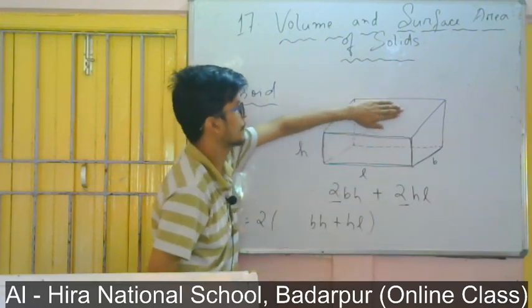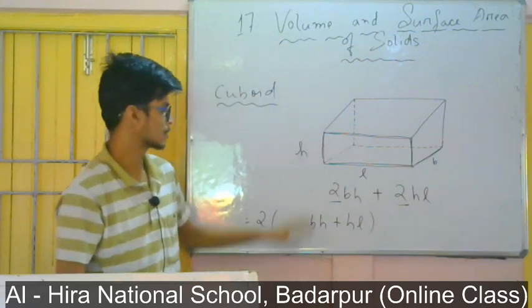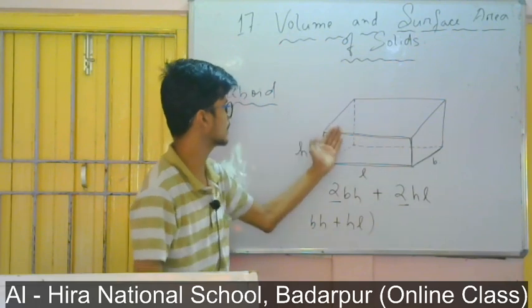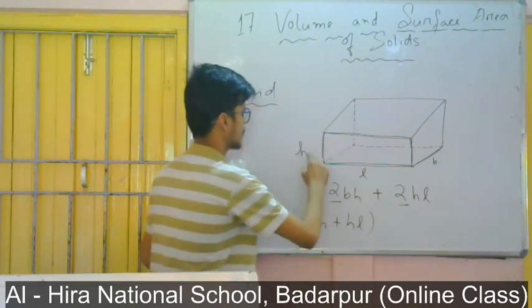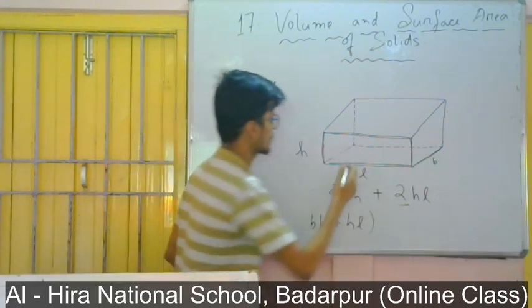You are to leave the upper part and the base. You are only to take the area of the 4 walls. So the area of the 4 walls will be this part. I am leaving length, breadth. This part only left H and B. This one is the H. This is the breadth. You see here it is B. This one is the breadth.